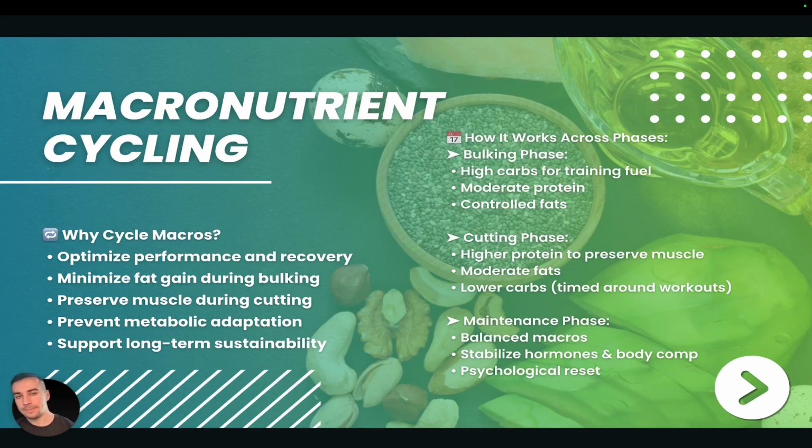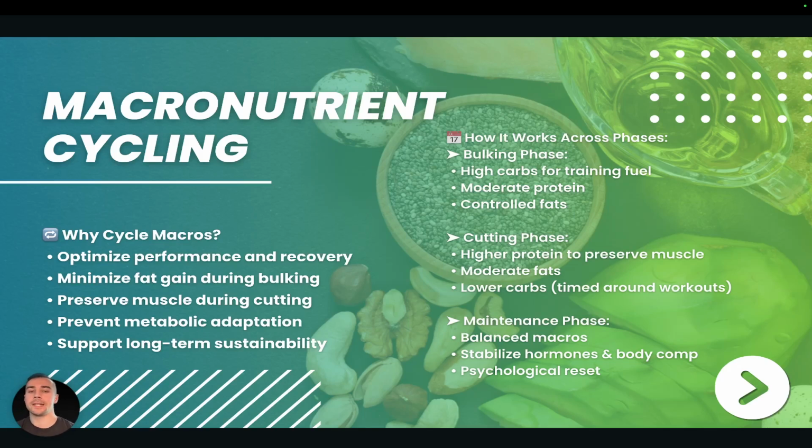One thing that helps you understand the difference between these two phases is that you're going to have a high carb intake when you're bulking while having moderate protein, but when you're cutting, you're going to have higher protein versus lower carb intake. That's something you can take with you to understand those two phases a little bit better.